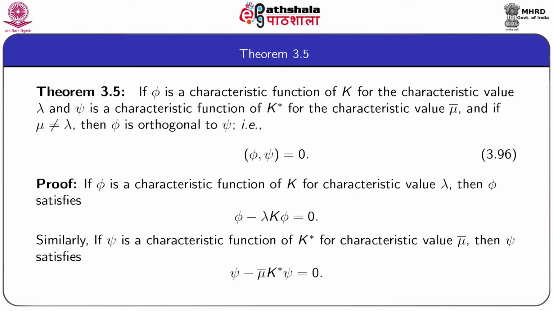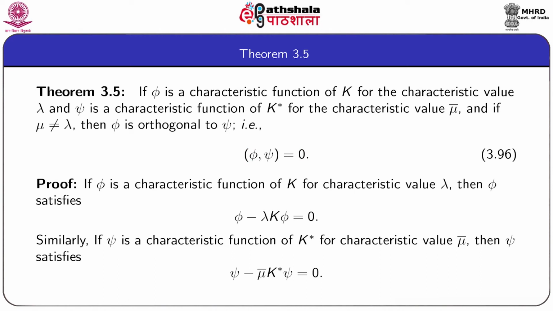Now we come to theorem 3.5. If phi is a characteristic function of capital K for characteristic value lambda and psi is the characteristic function of the adjoint operator K star for characteristic value mu bar, and if mu is not equal to lambda, then phi is orthogonal to psi. That is, the inner product of phi and psi is equal to 0. We have to prove this.